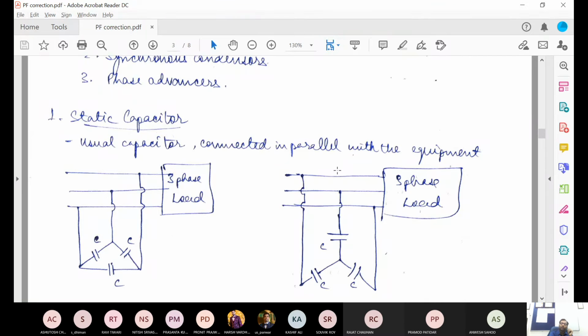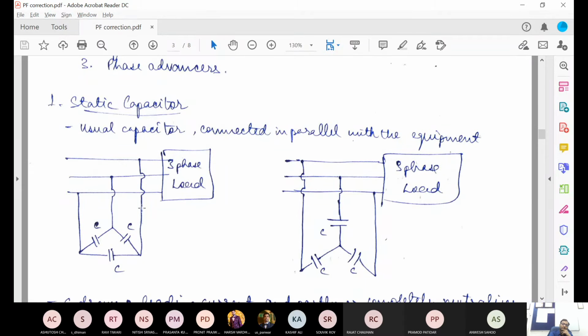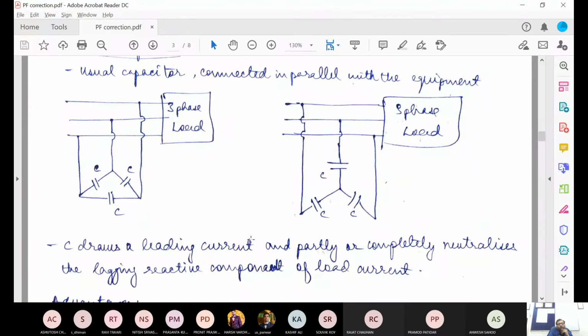It is a usual capacitor connected in parallel with the equipment. If you have a three-phase load, then you can connect a set of capacitor banks either in delta or in star connection. Either way, the voltage and current relationships will change accordingly. The voltage and current rating of these capacitors will be decided, but ultimately the reactive power which they will pump into the system will be the same.